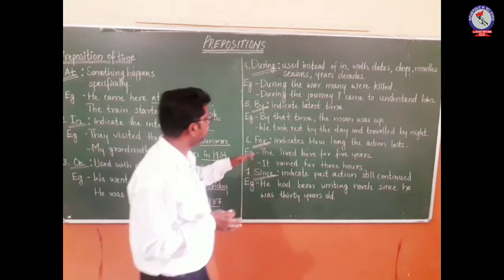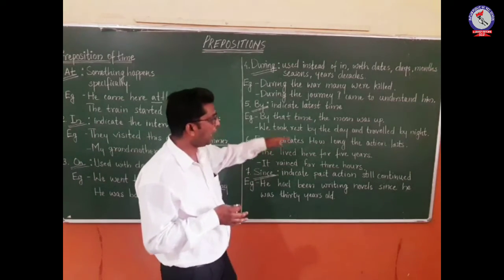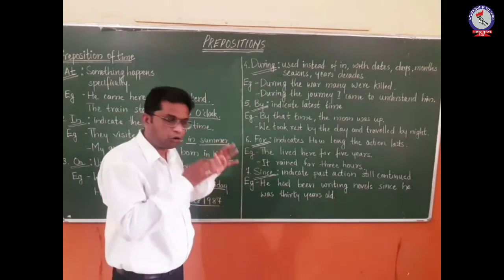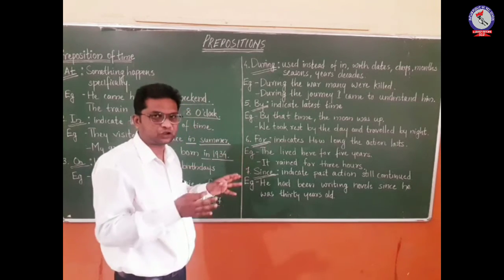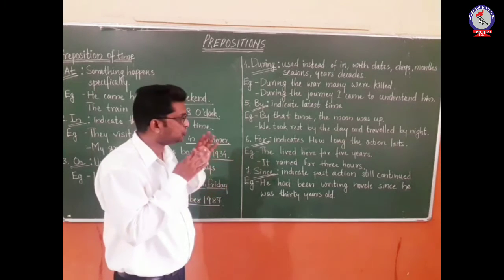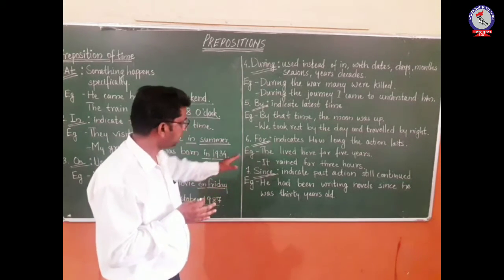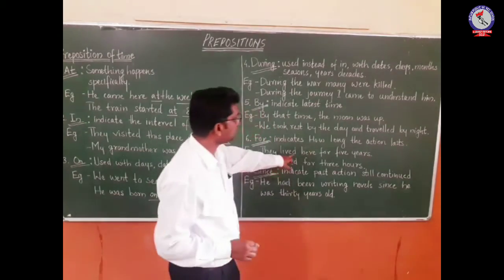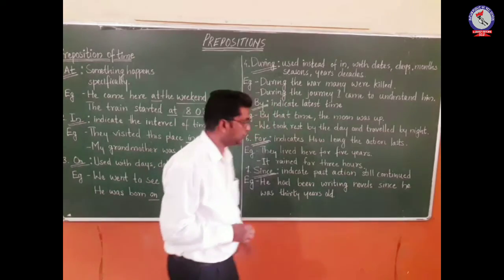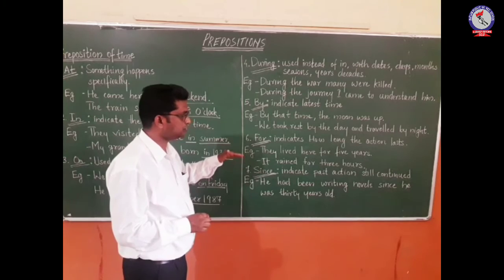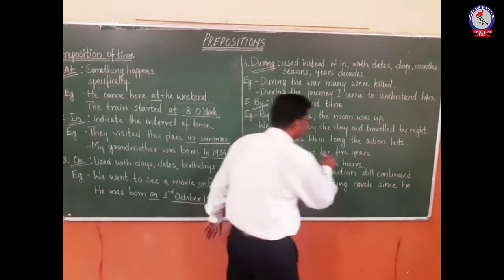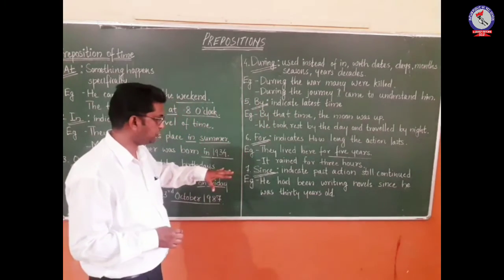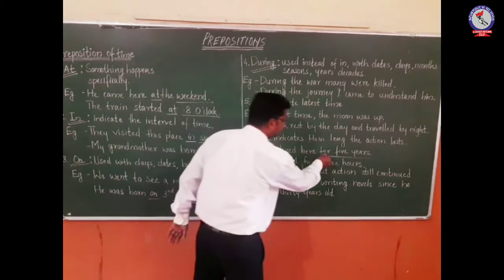Now see the next, for. It indicates how long the action lasts. Now for will be used to show the duration of the action, how long it continues. So see the example. They lived here for 5 years. Now this is the action that has taken place for 5 years. The action lasted for 5 years. So therefore we have used for here.